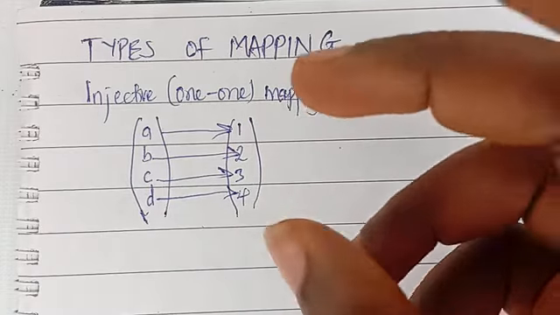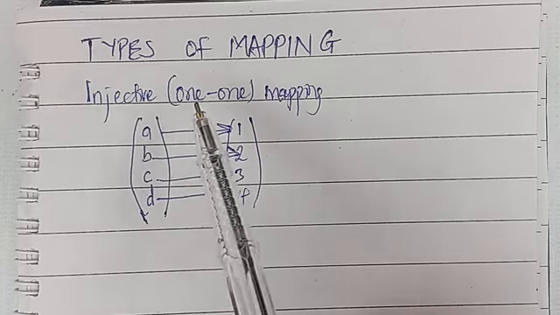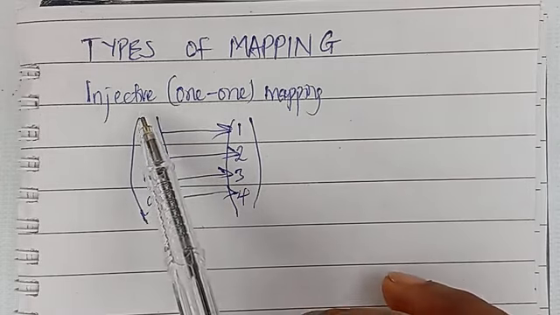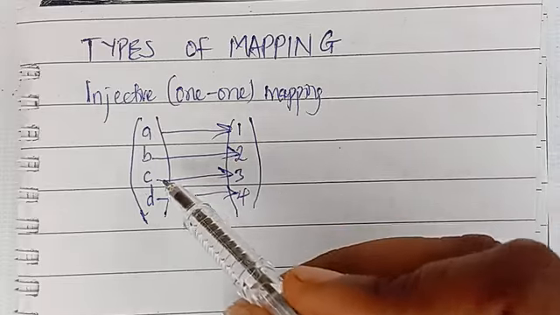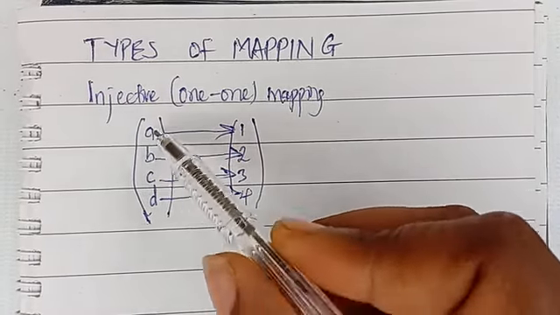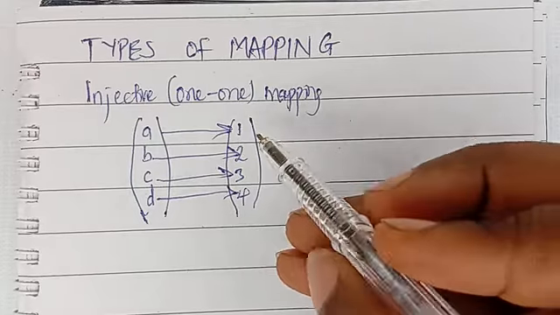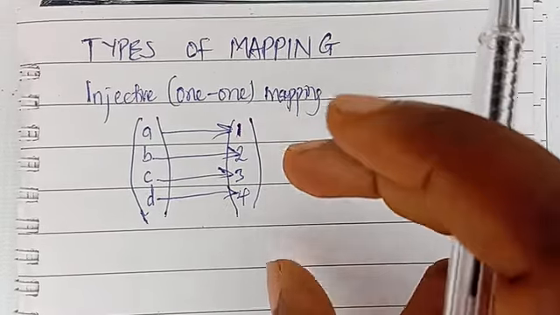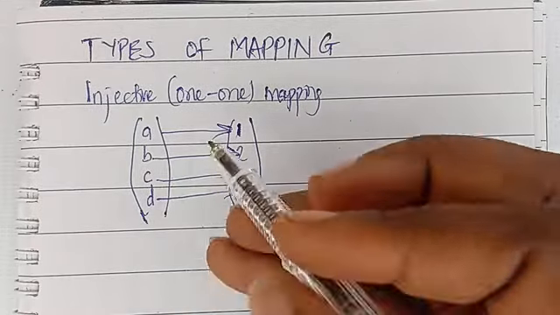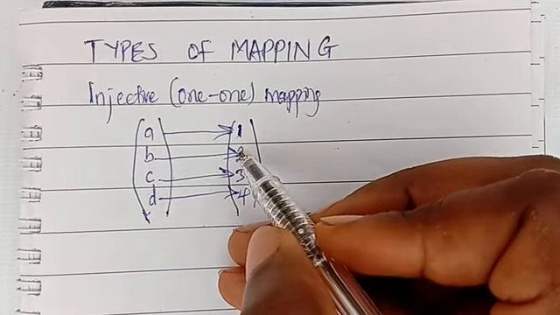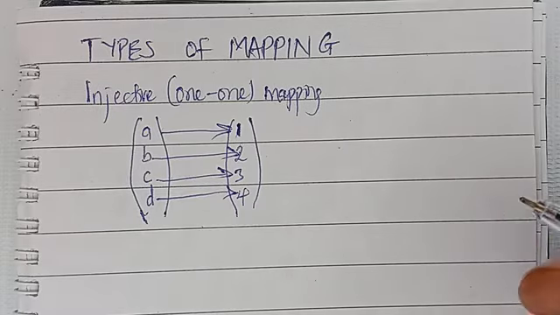To confirm that this is an injective mapping, all we check is that none of the elements of the domain set are mapped to one particular element. Everyone has their own unique pair in the codomain set. A and B can't both be mapped to 2 or something like that. So this is injective, or one-to-one mapping.